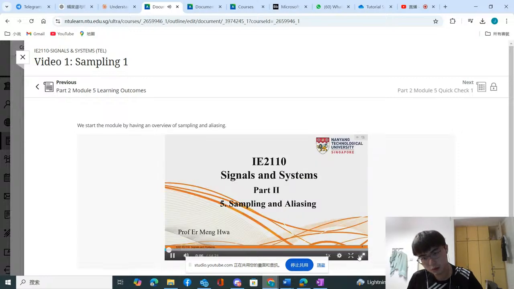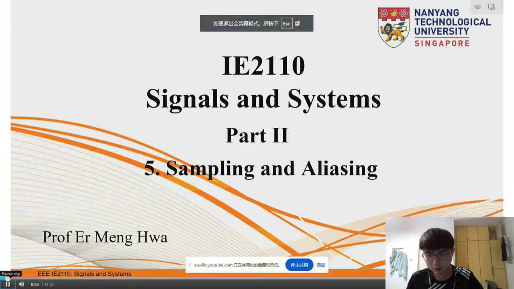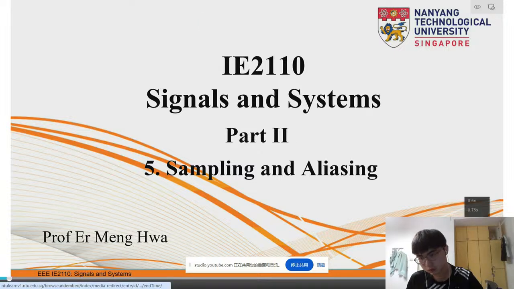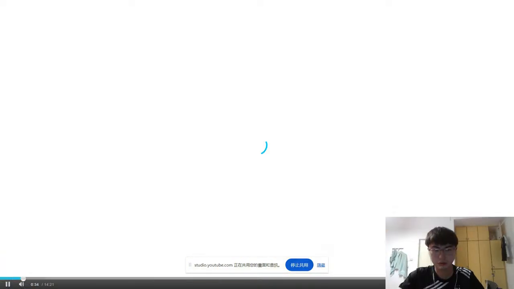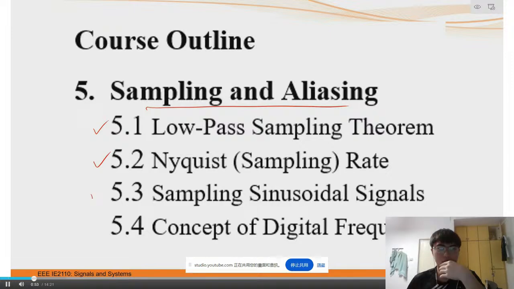Fourier transform and frequency domain analysis of LTS systems. Now we are going to move on to the last topic: the Nyquist sampling rate, and discuss in detail sampling sinusoidal signals. And lastly, the concept of digital frequency.